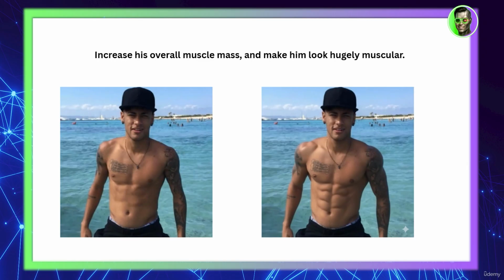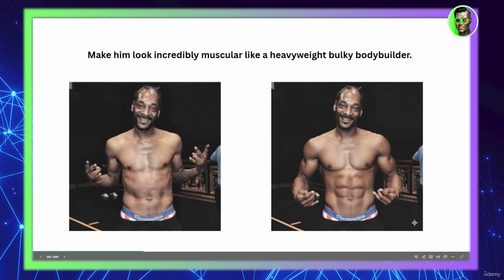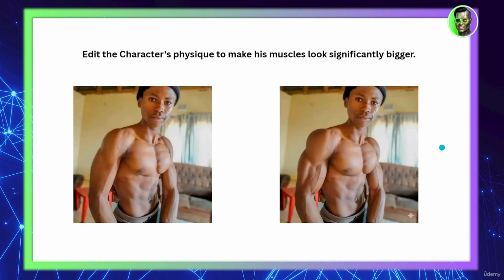How about if you take a player and just give them a little bit of overall muscle mass and abs? Like you can see here, Neymar, we made him a little bit more muscular. Like we took Snoop Dogg, we made him incredibly more muscular. You could say he probably gained at least about 10 pounds of muscle here. And here we took a bodybuilder that's already jacked, and we added more muscle to him.